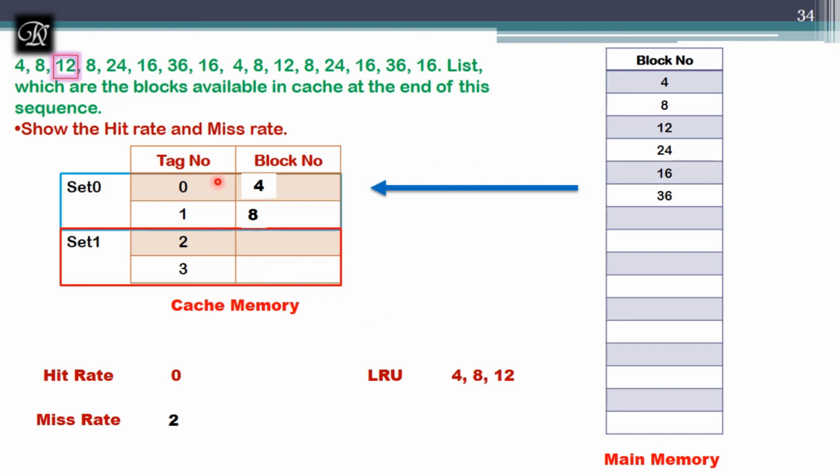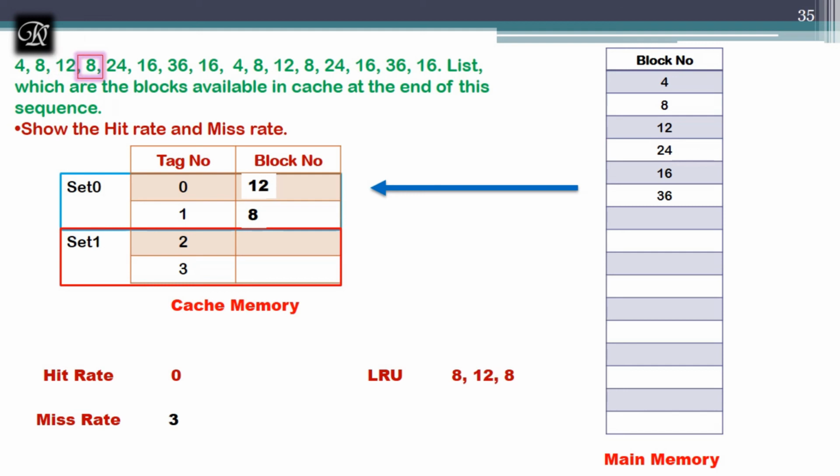Next is the request for 12. Again there is an increase in the miss rate because there is no 12 in the given cache. Next I find the modulus and decide which set 12 has to go to. After deciding set 0, I have to apply LRU to decide which block has to be replaced. You can see here 4 is the least recently used. So I have to replace 4 with 12 and increase the miss rate.